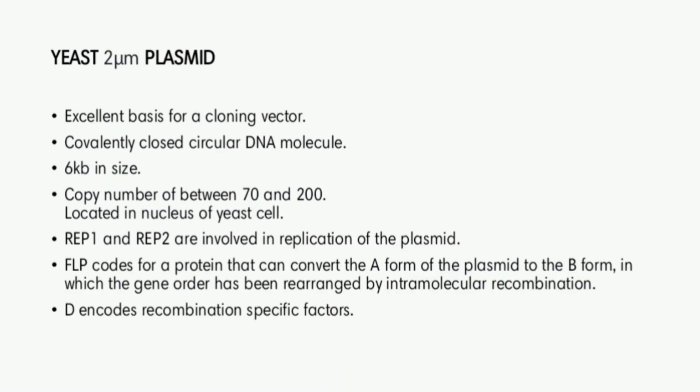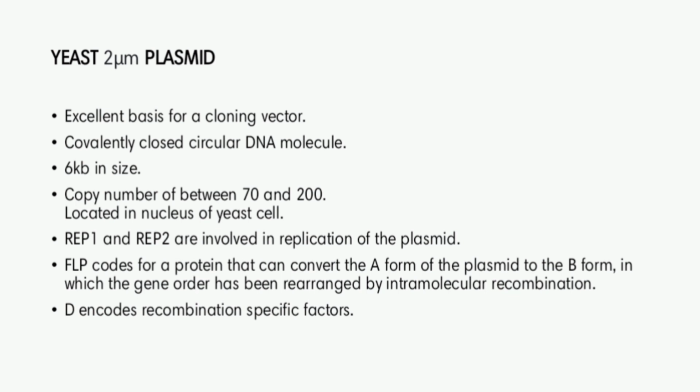Let us see about the characteristics of the 2-mu-M plasmid. It is an excellent basis for a cloning vector and it is a covalently closed circular DNA molecule. The size of this plasmid is 6 kilobases and the copy number is between 70 and 200, and it is located in the nucleus of the yeast cell. The replication 1 and replication 2 sites are involved in the replication of the plasmid.